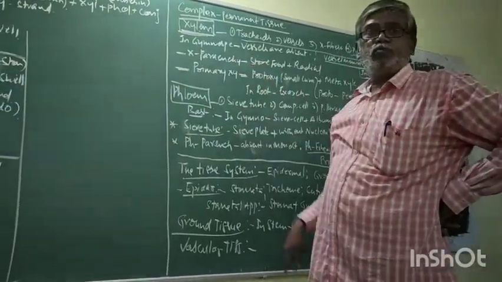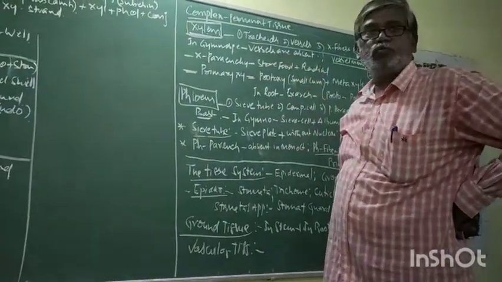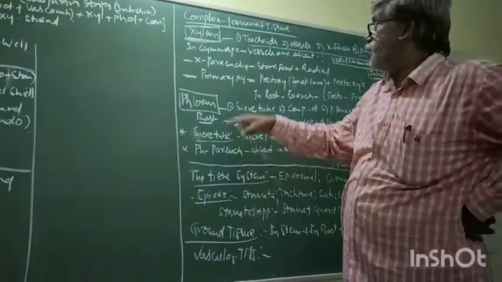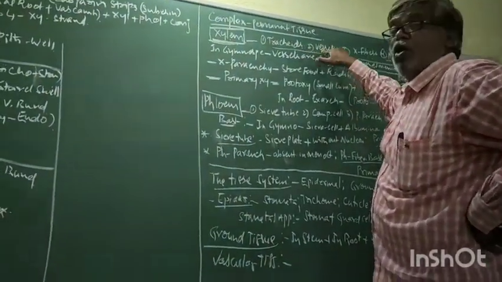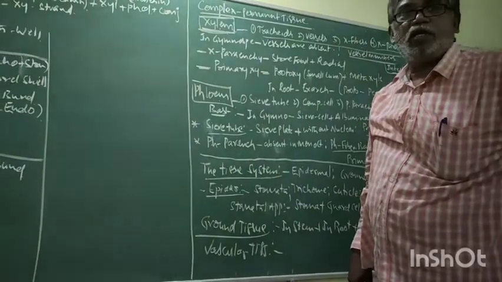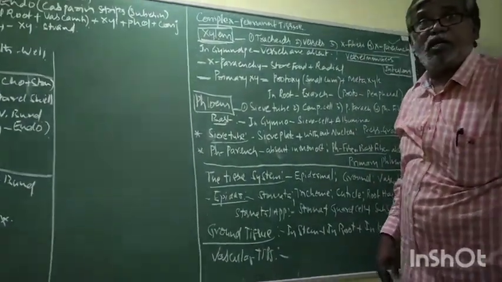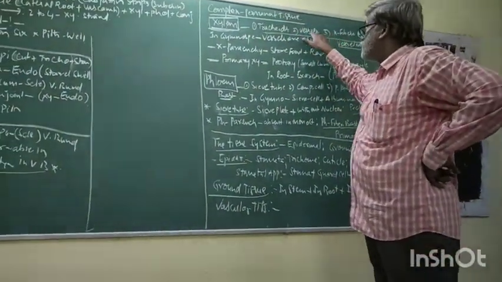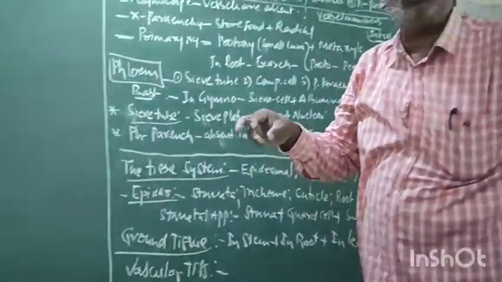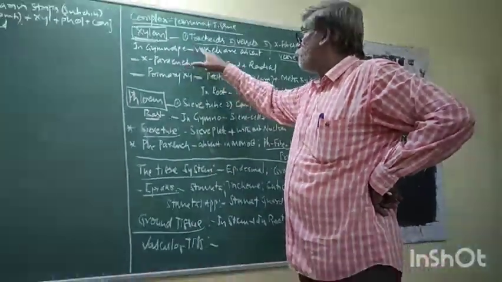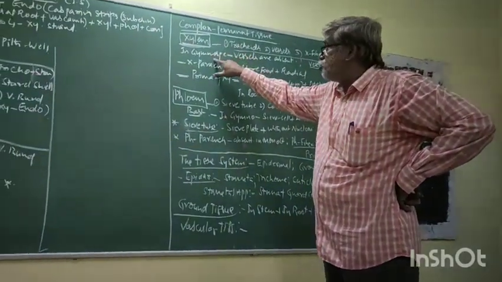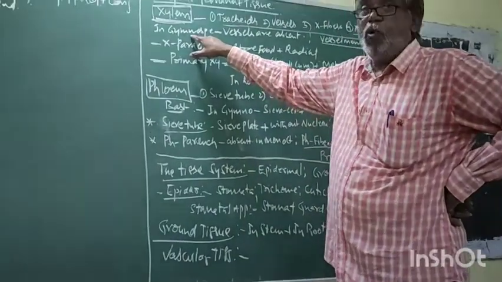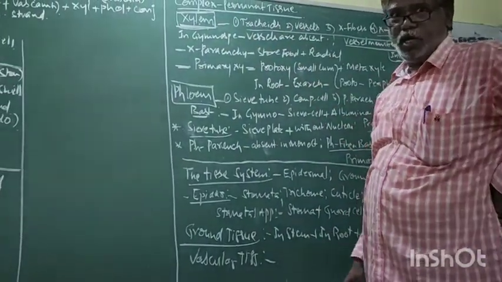In gymnosperms, vessels are absent. Among these four, in angiosperms, water is conducted mainly by tracheids and vessels. The other two are not involved in water conduction; they help and support the water conduction. But vessels and tracheids are the major water conducting cells. In the xylem of gymnosperms, water conduction is by tracheids.